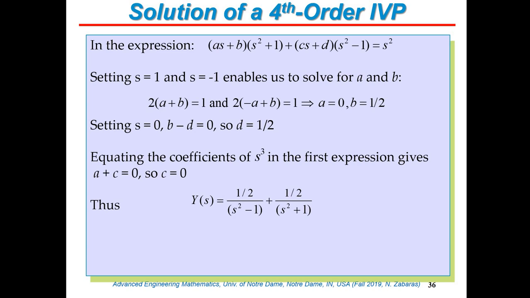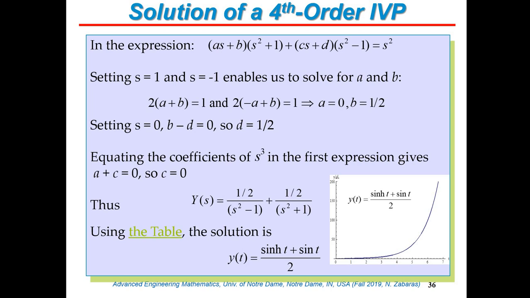Now, if you look at the tables, 1 over s squared minus 1 is the Laplace transform of the hyperbolic sine of t, and 1 over s squared plus 1 is the Laplace transform of the sine of t. So the solution to our problem is given as 1/2 of the hyperbolic sine plus sine of t. And there is a graph here. This is how this solution looks in this particular case.